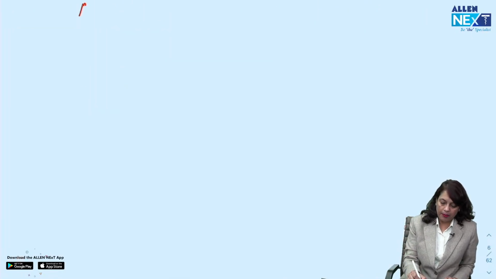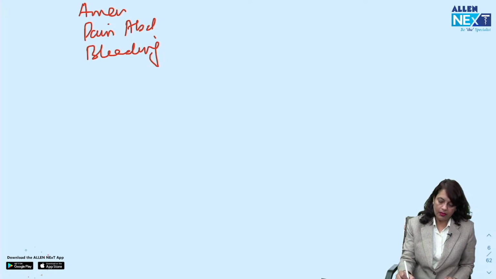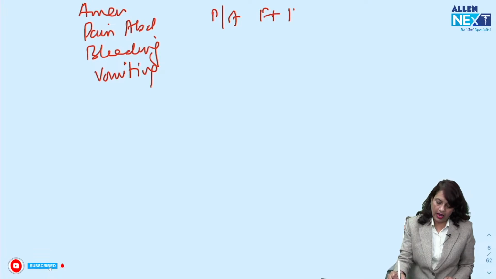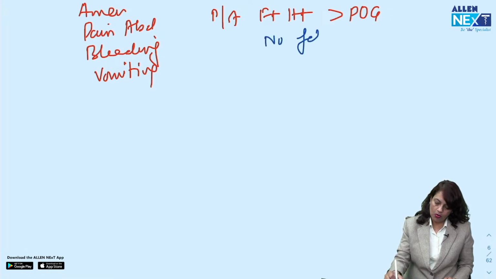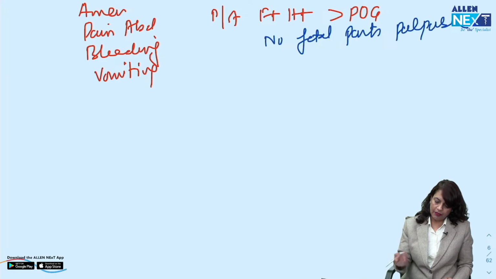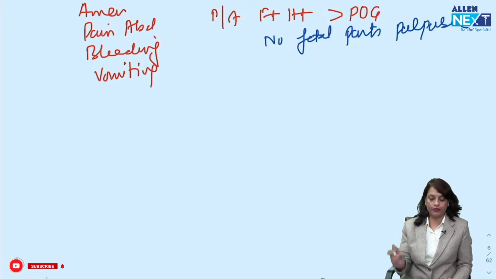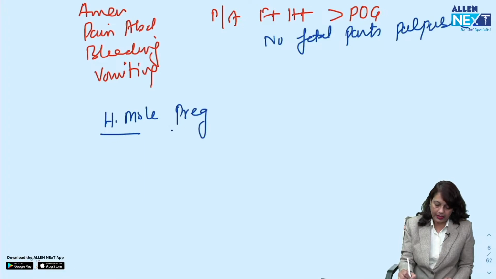So friends, amenorrhea, pain abdomen, bleeding, vomiting, per abdomen fundal height more than the period of gestation, and no fetal parts palpable. No fetal parts palpable. And if you try to do the Doppler, you will not be able to auscultate the fetal heart. It gives a soft and doughy feeling. So this goes in favor of molar pregnancy.